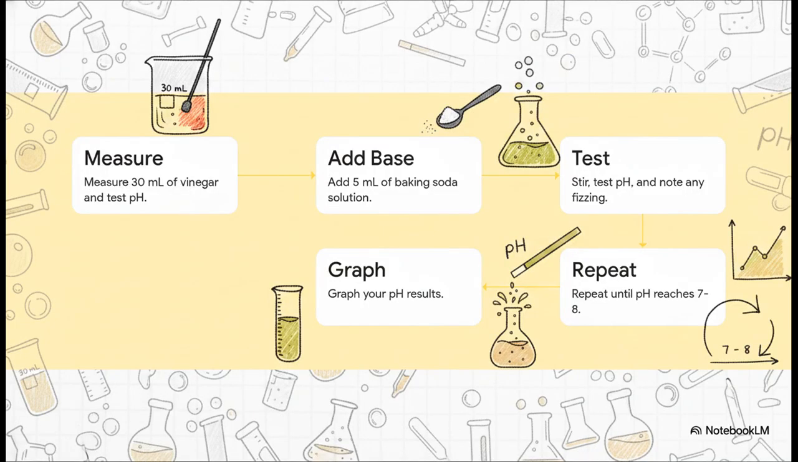So, if you want to recreate this kind of rigorous, evidence-based chemistry yourself, you can do something called a neutralization titration. It's pretty straightforward. First, you measure out 30 milliliters of highly acidic white vinegar and test its starting pH. Then, you carefully start adding a basic baking soda solution, but only in strict 5 milliliter increments. After every single addition, you stir it up, observe the reaction, you'll probably see some fizzing as carbon dioxide escapes, and you test the pH again. You just keep recording that gradual rise until the whole solution neutralizes, right around a pH of 7 or 8.